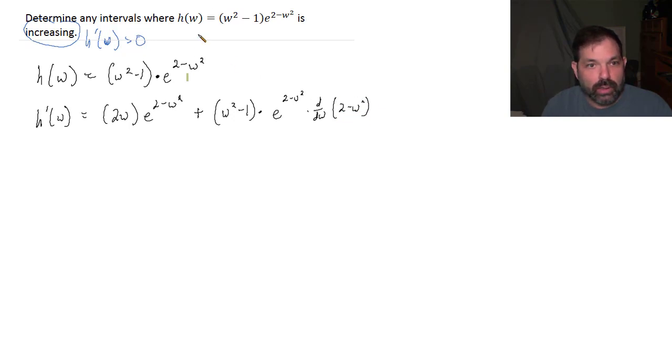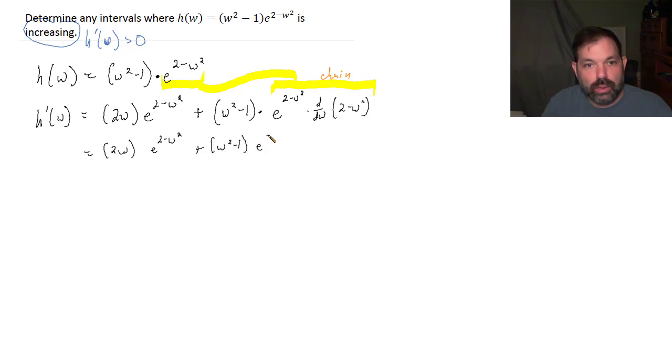Right, so in calculating the derivative of e to the 2 minus w squared, here I'm having to use a chain rule. Right, so here's the chain. So I had to use the product rule to calculate the derivative of the function, but then within that, I had to use a chain rule. All right, so let's see, that's 2w e to the 2 minus w squared plus w squared minus 1 e to the 2 minus w squared. Then the derivative with respect to w of 2 minus w squared would be negative 2w.